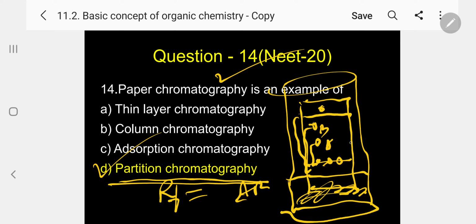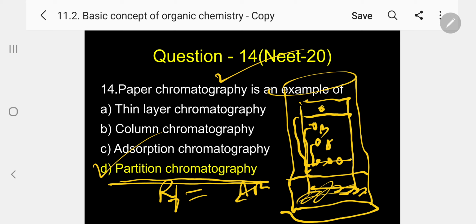Distance moved by solute divided by distance moved by solvent is called RF value. RF value is a characteristic of any solid or liquid. Please follow. Let me explain in what way partition chromatography operates in the paper.